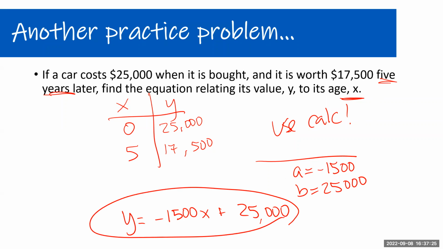Okay. Make sure that you can make sense of this and always do a practicality check. It makes sense that our slope is negative because it's decreasing in value, right? That whole depreciation concept. And it started at 25,000 when it was 0 years old. So that makes sense. Let's do one more.